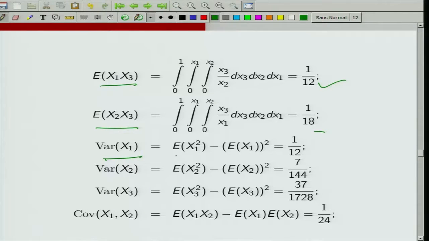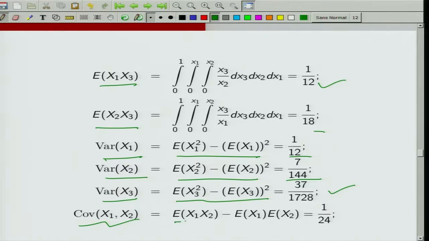Variance of x1, one can get as expected value of x1 square minus expected value of x1 whole square, which is 1 by 12. Variance of x2, similarly, is expected value of x2 square minus expected value of x2 whole square, which is 7 by 144. Variance of x3, expected value of x3 square minus expected value of x3 whole square, turns out to be 37 upon 1728. Covariance of x1, x2 is nothing but expected value of x1 x2 minus expected value of x1 into expected value of x2. This we have already found, and if you put those values, I get 1 by 24.